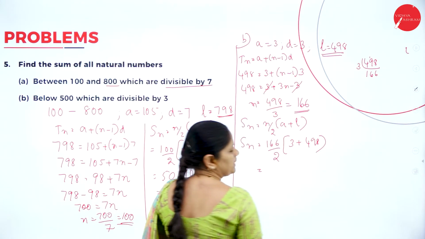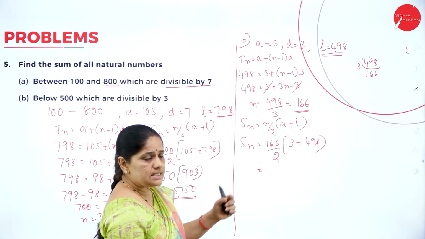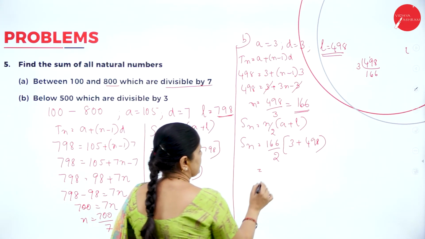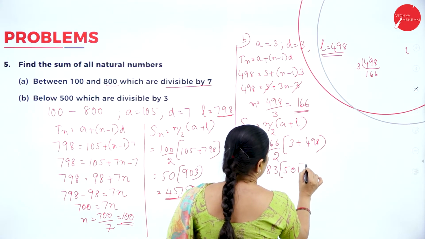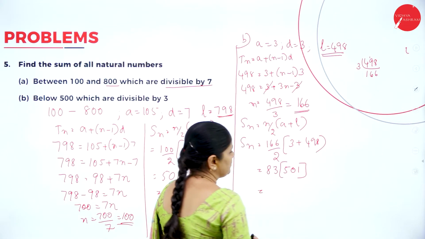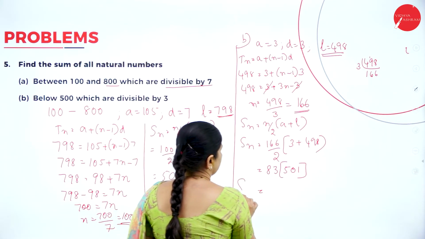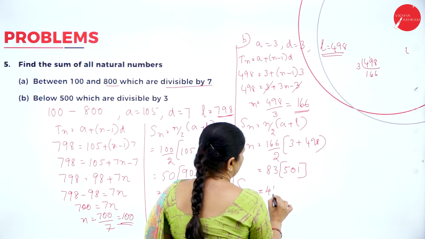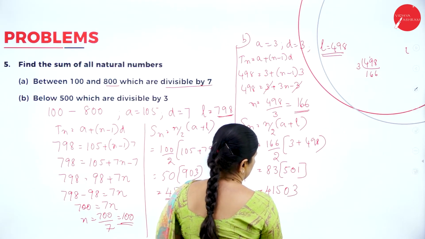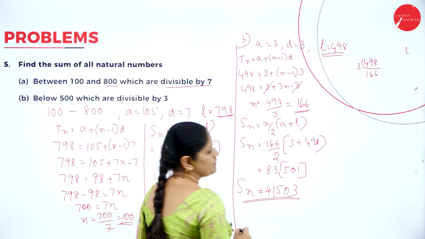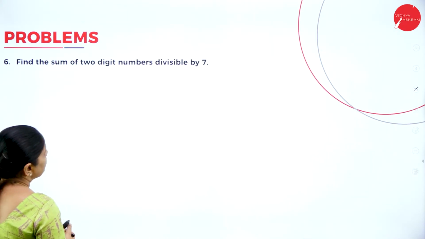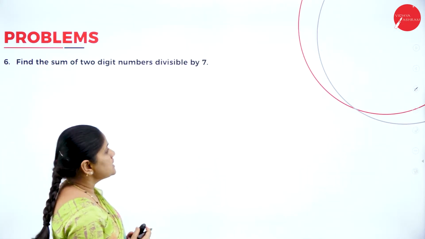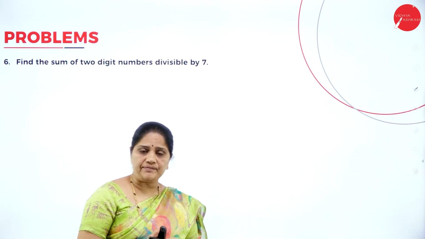So this will be equal to 166 divided by 2 is 83 into 501. So Sn equals 41,503. 41,503 is the answer. Now find the sum of 2-digit numbers divisible by 7.